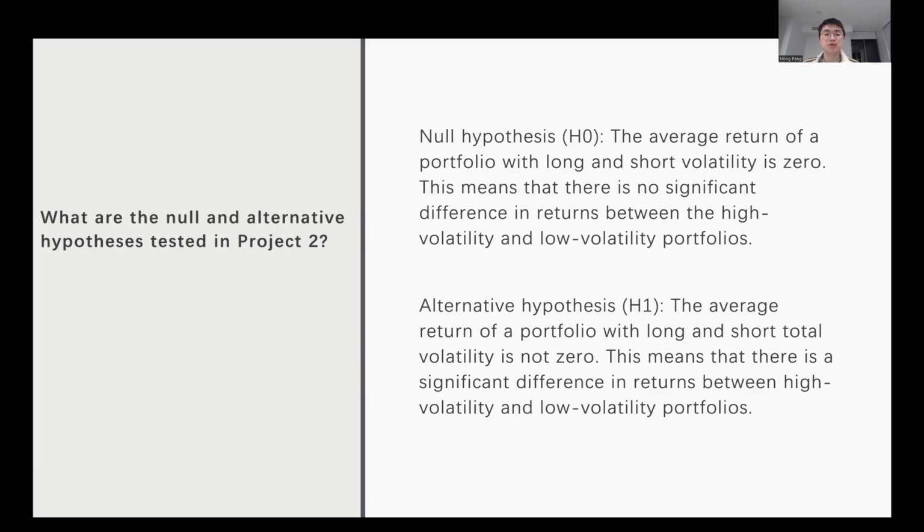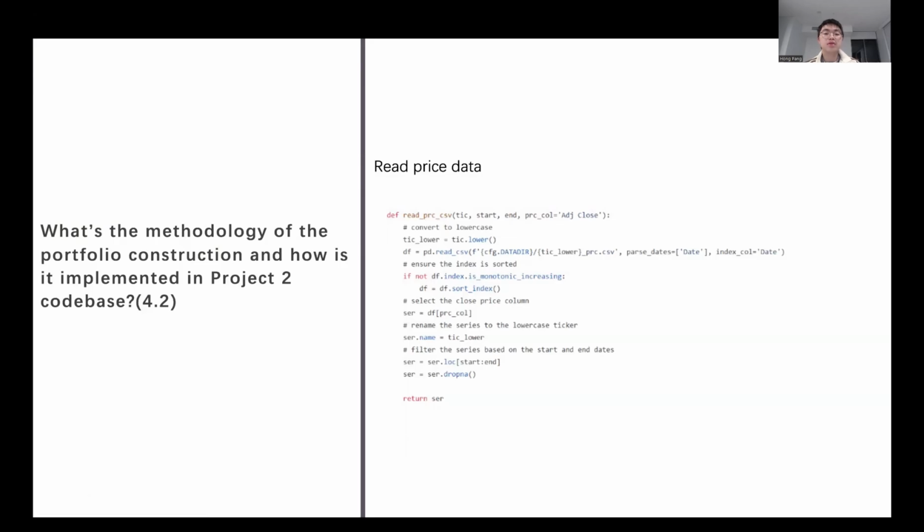Now, let's discuss the portfolio construction methodology in detail. The construction of the investor portfolio is divided into 3 parts, each of which has multiple steps. The first part is data collection. The purpose is to obtain the adjusted closing price of the stock in a specific time frame and calculate the daily and monthly earnings.